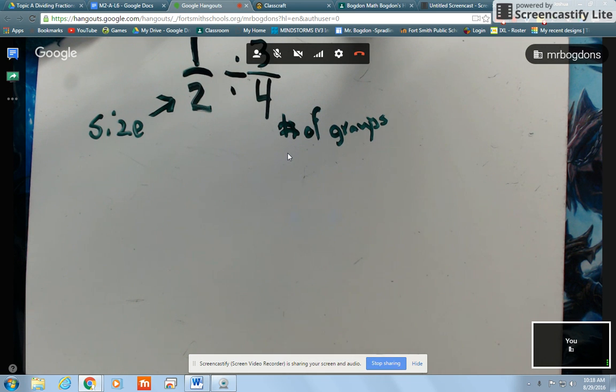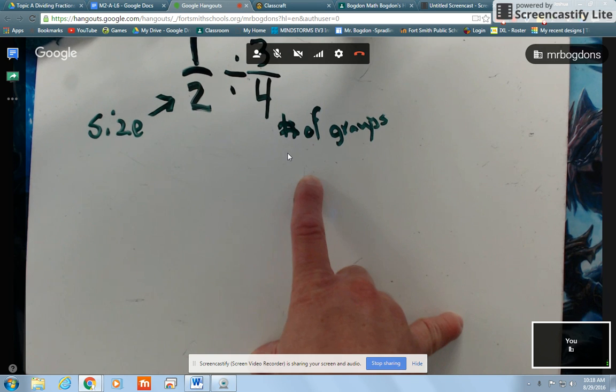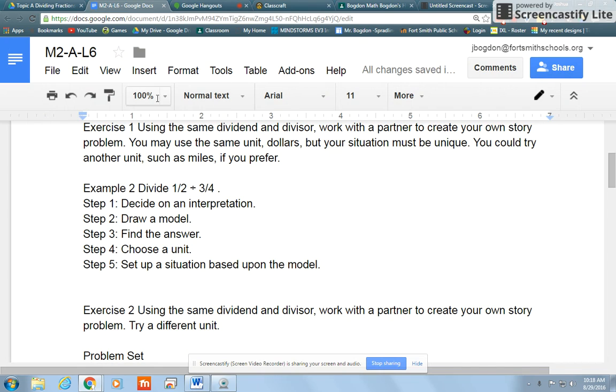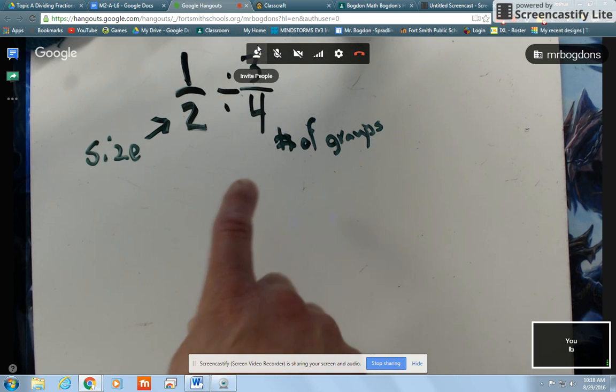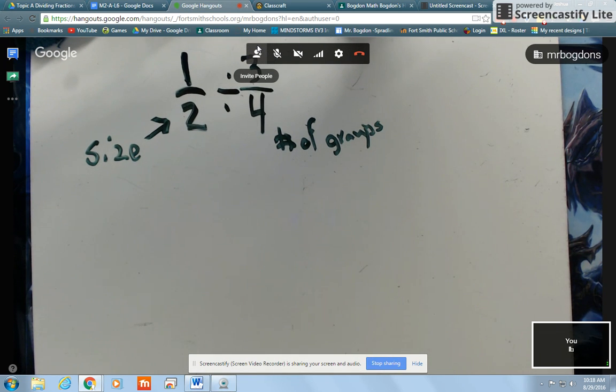So I need to model my number of groups. Remember, step 2 is draw a model. So what do I need to draw a model of? The 1/2 or the 3/4? 3/4. Okay, how do I represent 3/4? Just tell me.